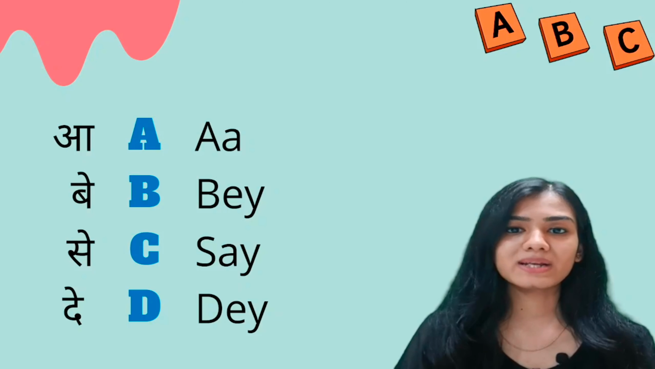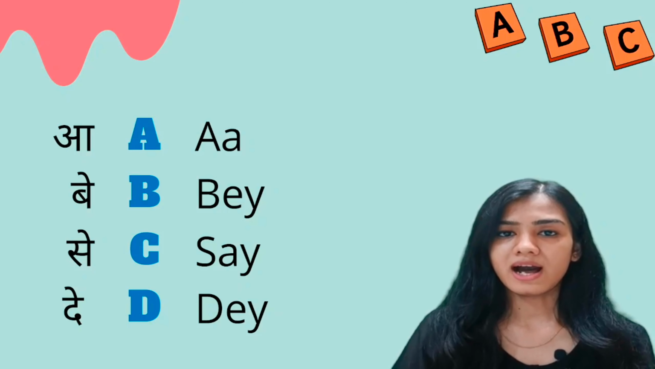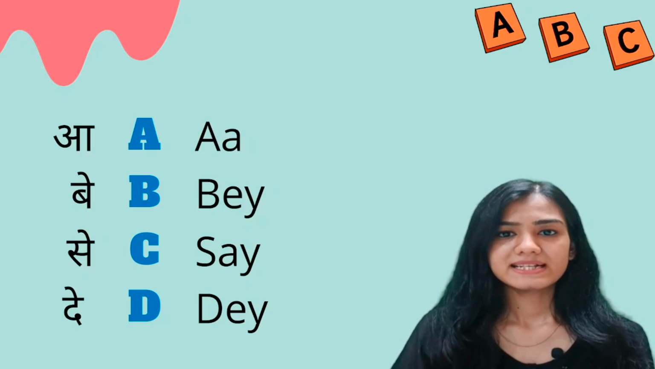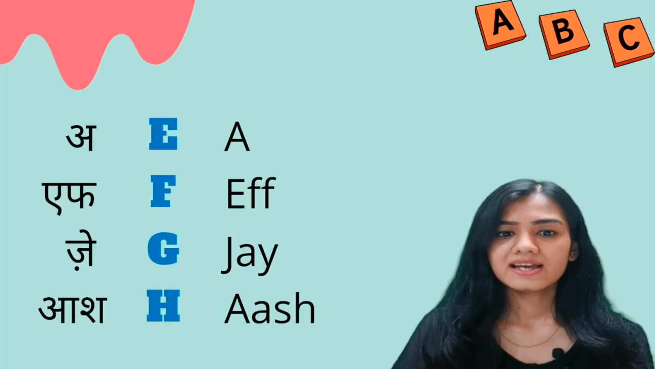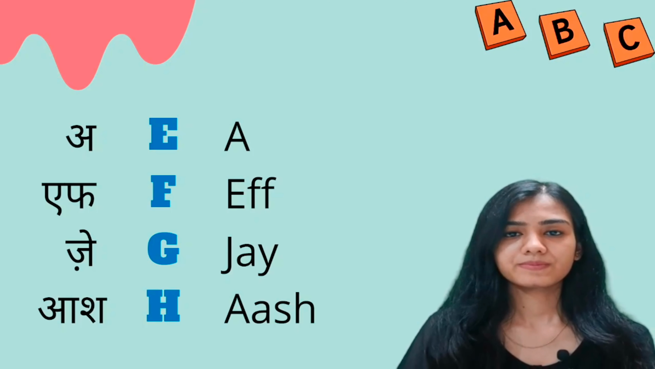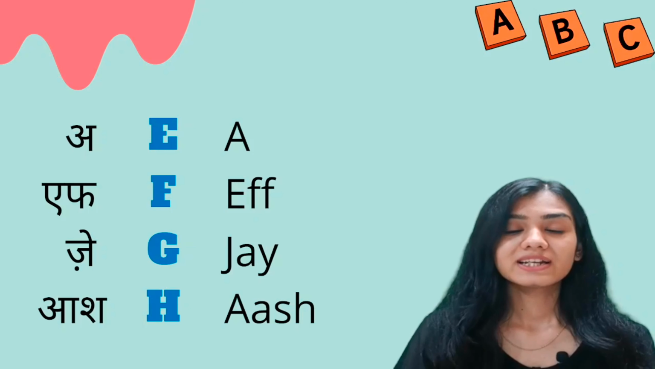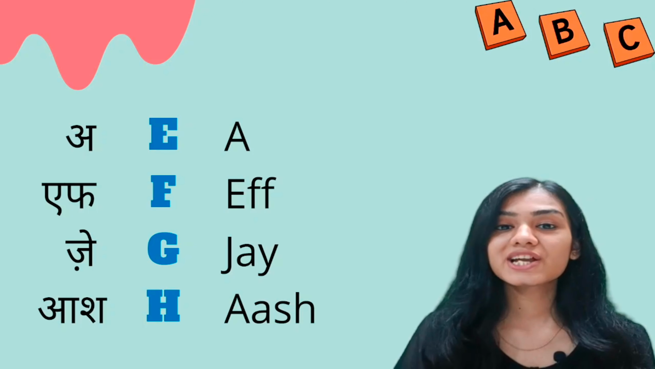Starting with the first one, A, it's pronounced as A. So A, B, C, D, E. E is pronounced as E. F, G. Now G is pronounced as J. It's not J, it's J.